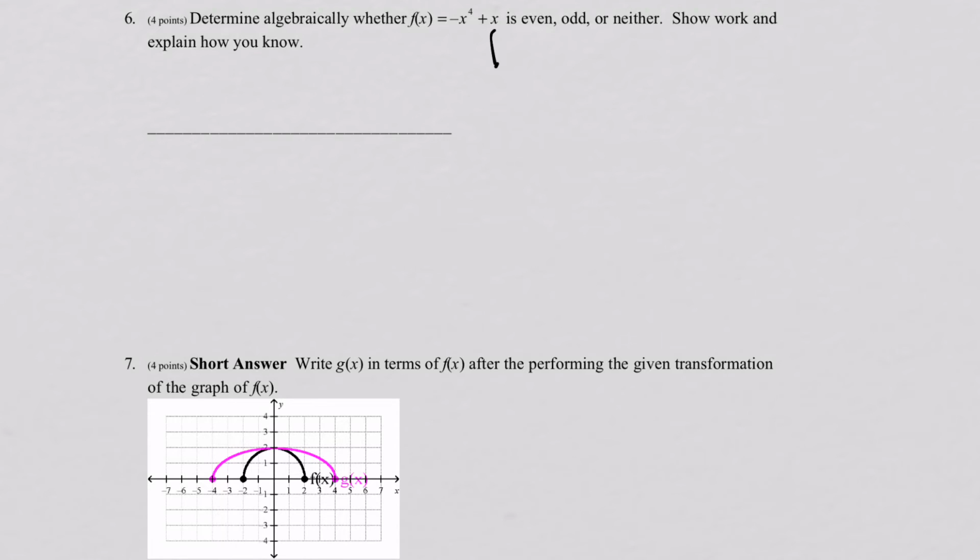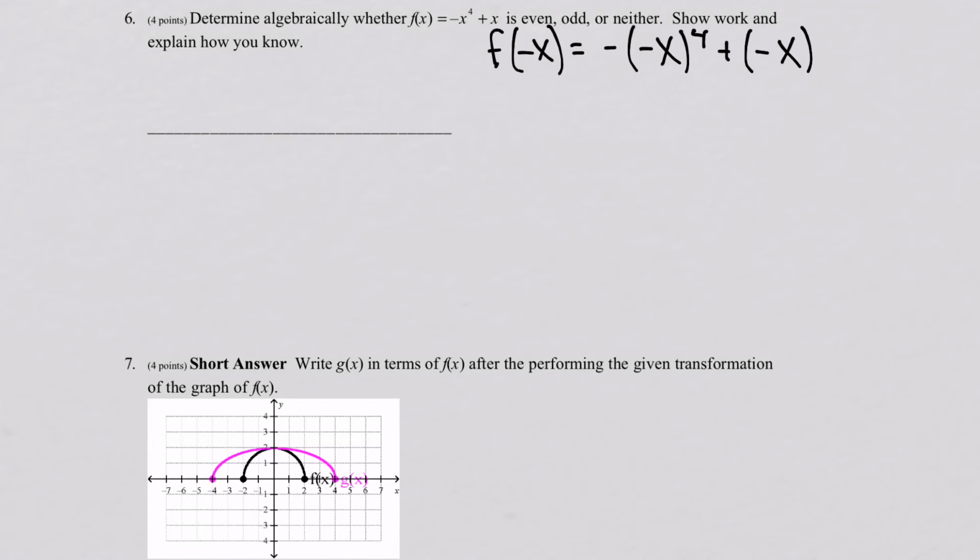Replace x with -x. Everywhere in your function you see an x, replace it with -x. Let's put empty parentheses for that one as well. There are two x's in this function: -x to the 4th plus x. So everywhere you see an x, in its place, put -x, and simplify it to check.